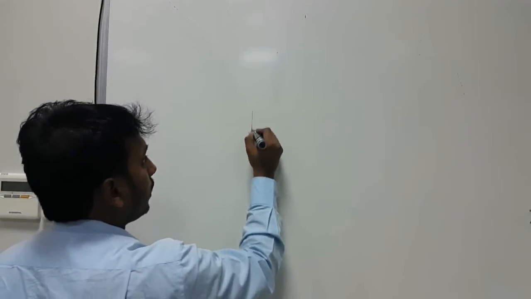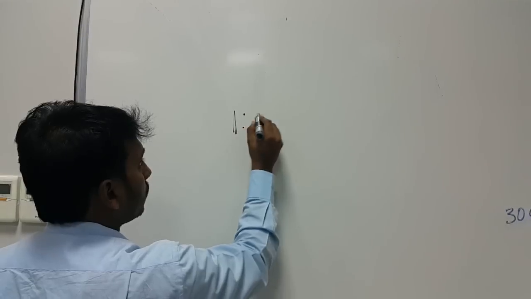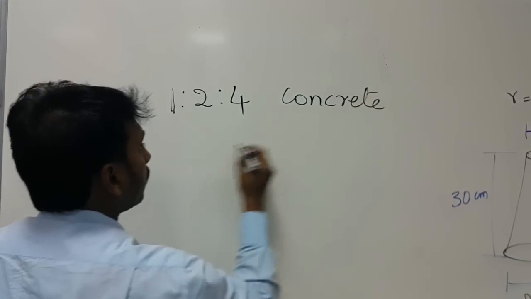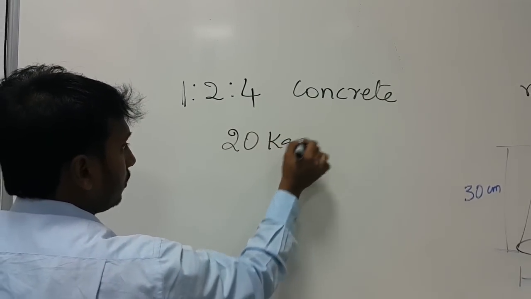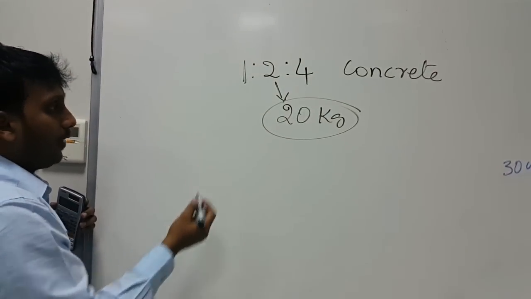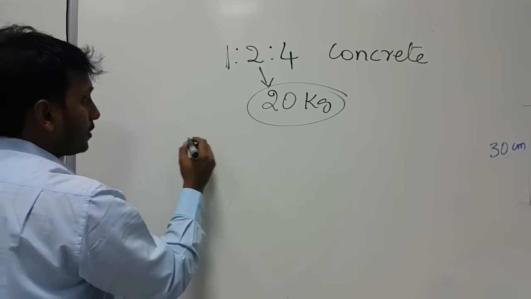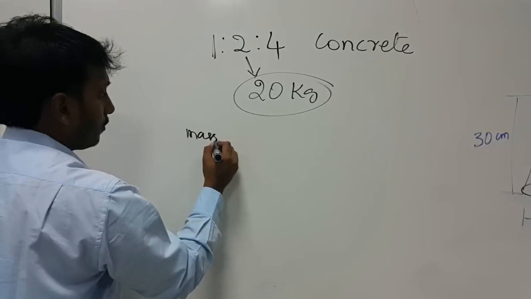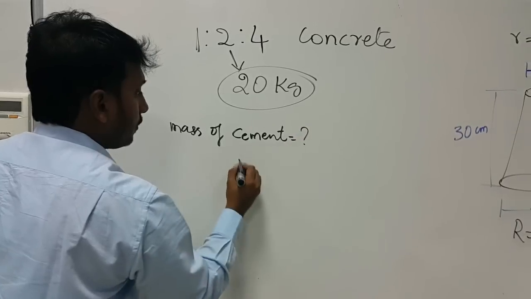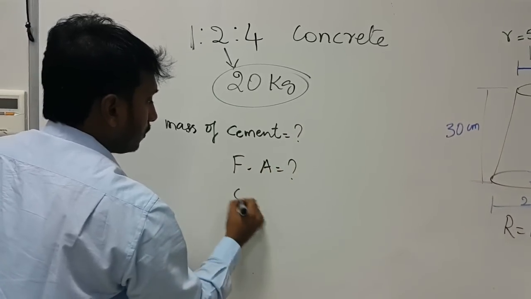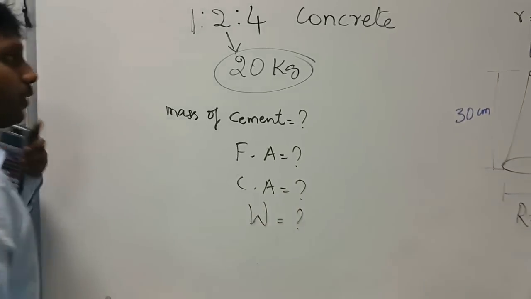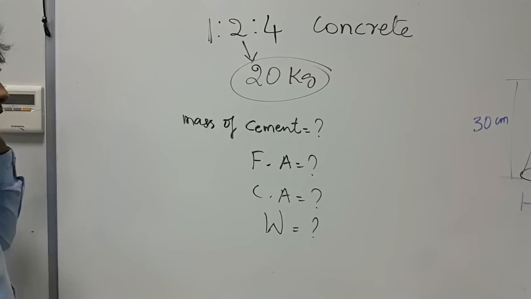For the experiment we have to take 1:2:4 concrete of 20 kg. The weight of 1:2:4 concrete is 20 kg. Now we have to determine the mass of cement, fine aggregate, coarse aggregate, and water. So we have a small calculation to find this out.